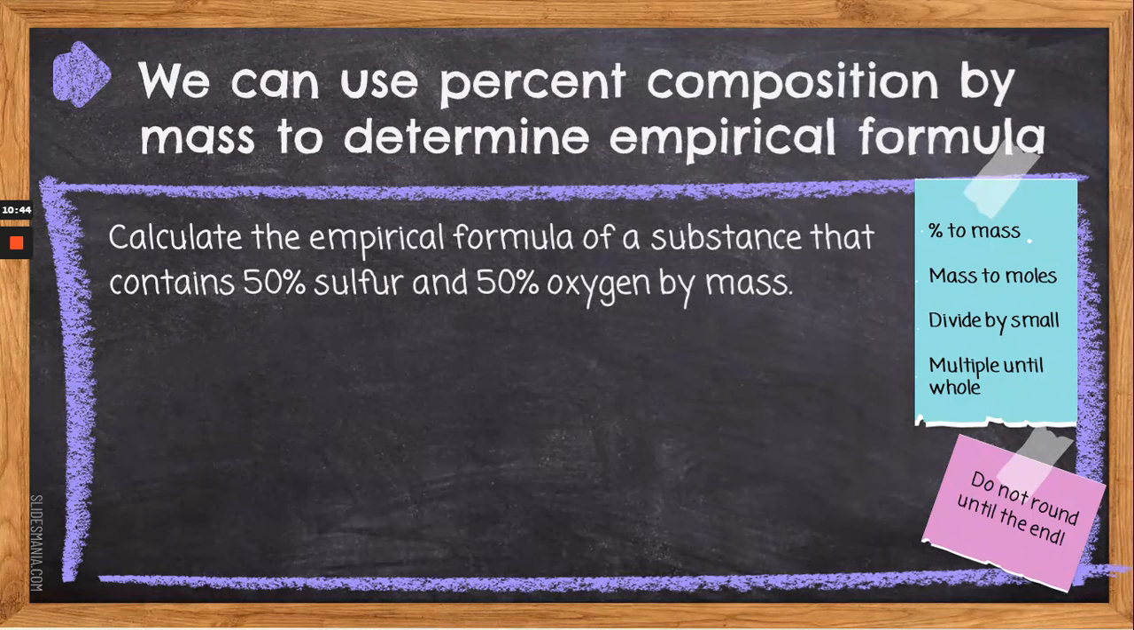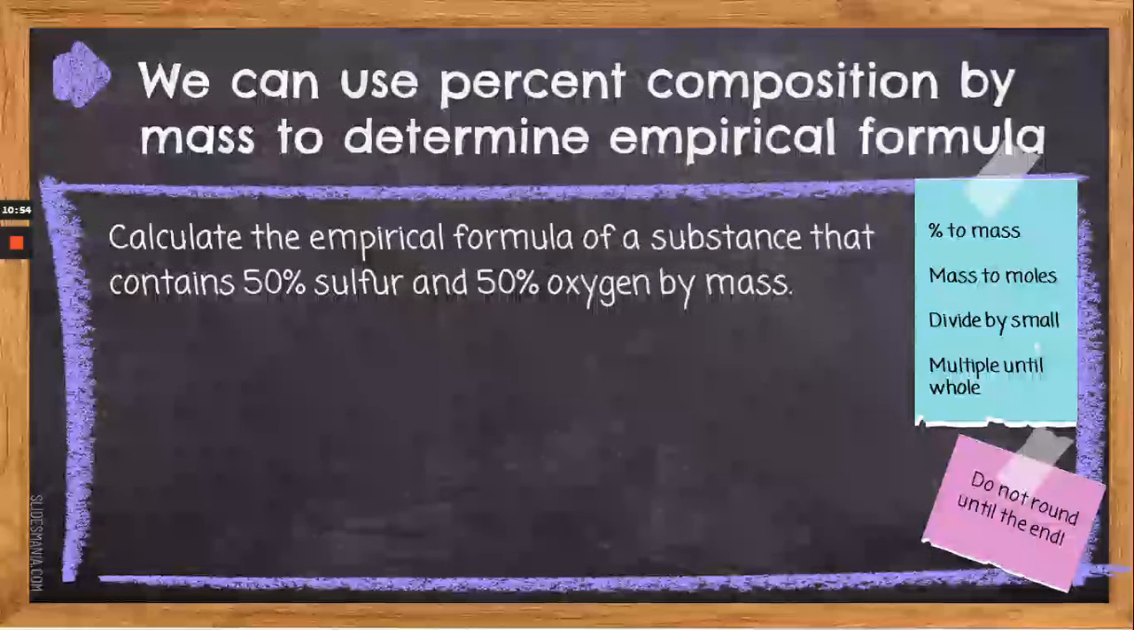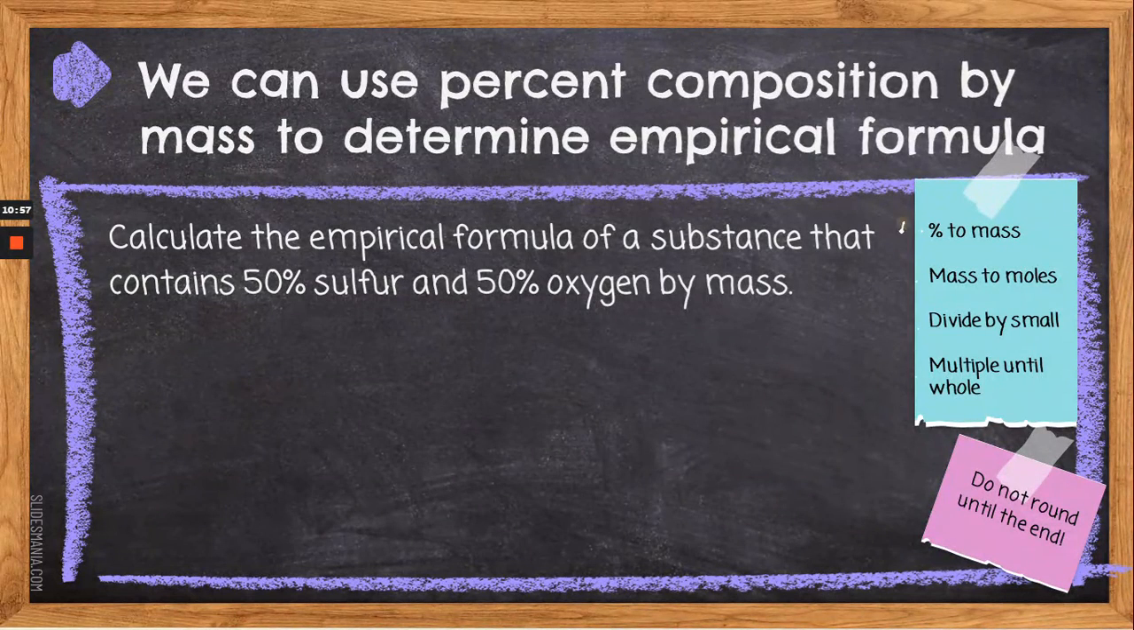So it's percent to mass, mass to moles, divide by small, multiply until whole. Sometimes you have to do all 4 of these steps. Sometimes you only have to do like 3 of these steps or even 2 of these steps. But the important thing is that you always start at the top with percent to mass and work your way down. Okay? You have to do them in the right order or it will not work.